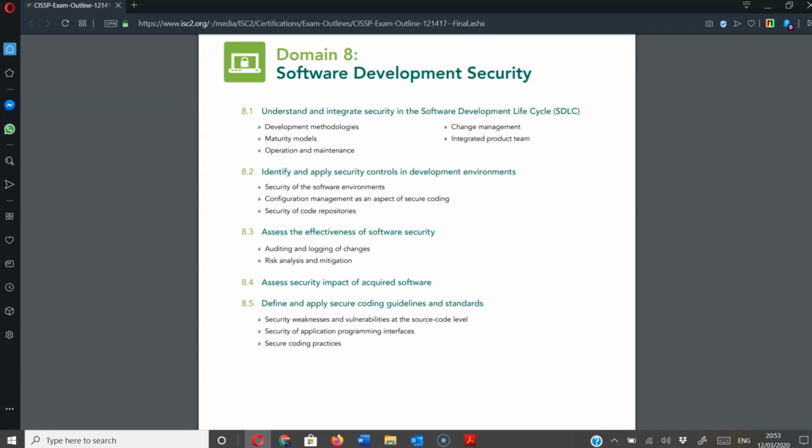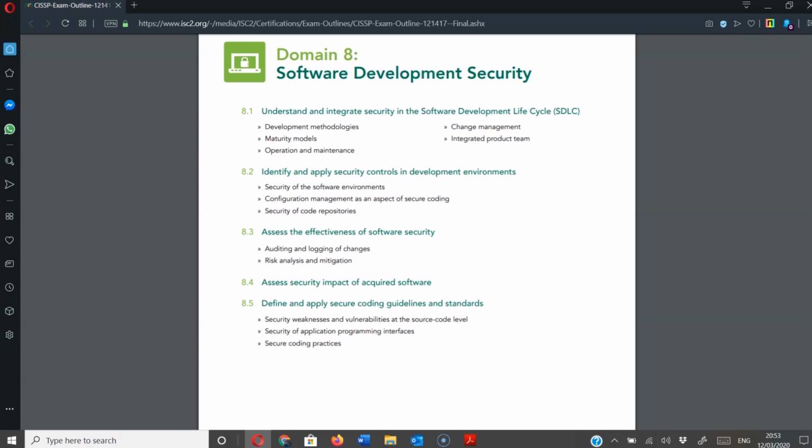So you're looking at the security software environments that you require, configuration management, auditing and logging of changes, security impact of acquired software. Now, in this scenario, we talked about developing software. What if I purchase third-party software and introduce it into my organization? Now, this software, when integrated, how is it going to impact my current security controls, my current identity access management, my networking, my other applications, my communications? So that's something that you want to assess as well, right?